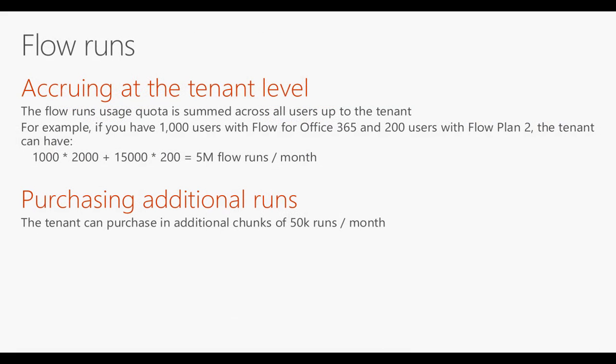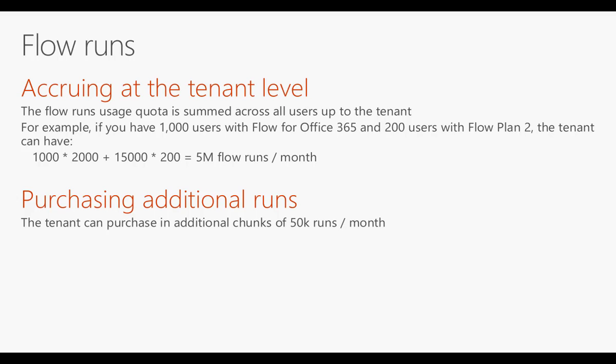Alright, so how do we work this all out? For example, if you've got 1,000 users with Flow for Office 365 and 200 users with Flow Plan 2 in the tenant, so this is shared across all the users as I understand it, you get 2,000 per user times 1,000 plus 15,000 times the 200 you paid for with Flow Plan 2. That gives you about 5 million flows across your organization per month, which is a hell of a lot when you stop and think about it.